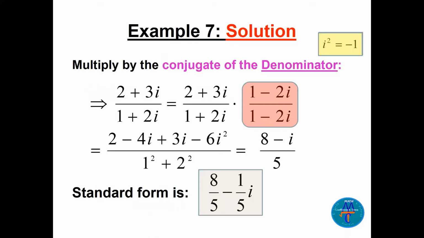Multiply by the conjugate. Multiply by the conjugate, 1 plus 2i, 1 minus 2i. This is the only way. And remember, i squared is minus 1. So down we have the formula, 1 squared plus 2 squared, that's 5. And then the top is by FOIL multiplication, you can check it please. So we get 8 minus i. So 8 over 5 minus 1 over 5i. That's the answer, that is the standard form.